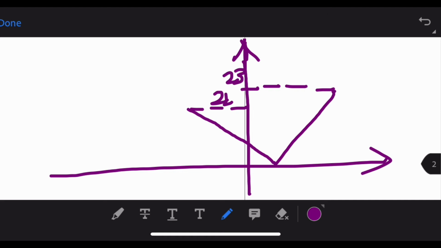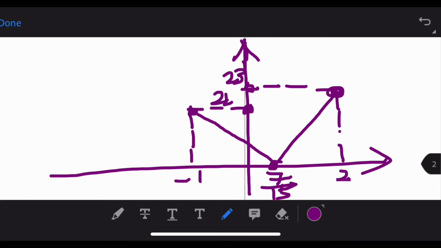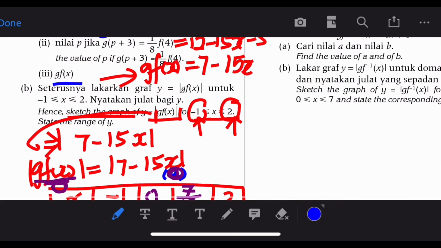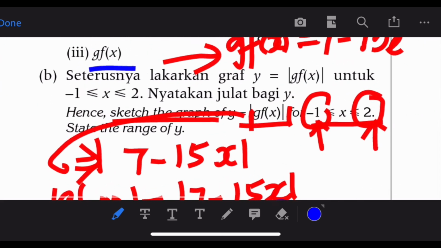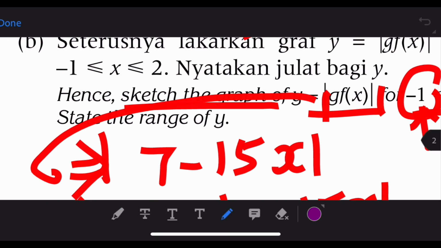So these are the important points. And one more here. This one should be negative 1. This one should be 2. And this is the turning point. And this is the origin. This is x. This is modulus g(f(x)). Alright, so all the points must be clear. Okay, so this is the so-called modulus graph. And then I'm sure they will ask you to find the range of the function, right?